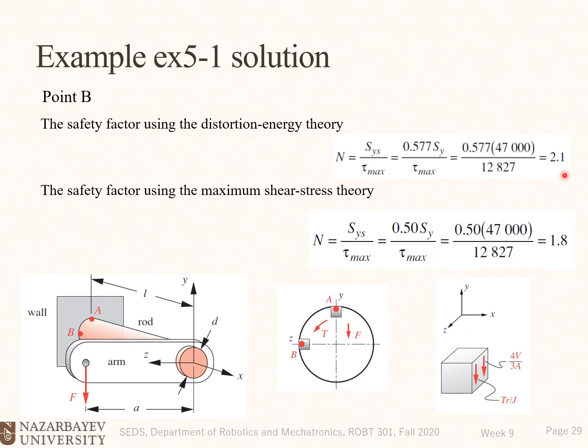But what you can see obviously here is that the safety factors are higher than at point A. What does it mean to you? It means that point A is more critical, or is the most critical point in this bracket.